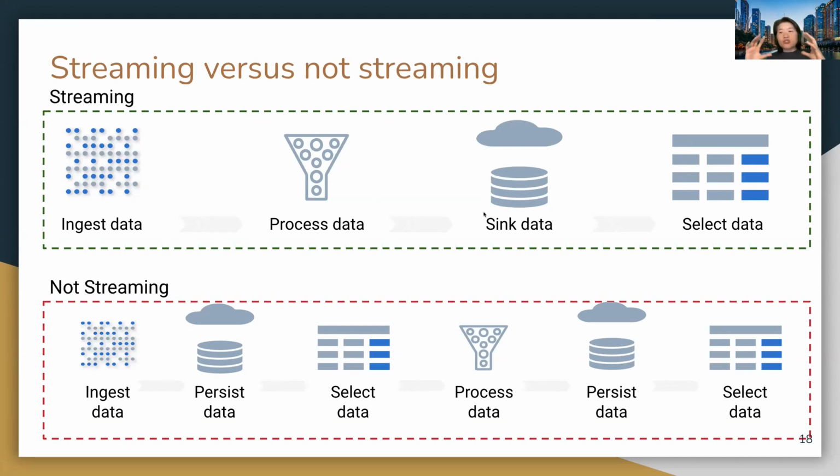In the more traditional way of not using streaming, you ingest data, then you usually persist it to some database. Then you have to select from the database, process the data, write it back into the database and persist it, and so on and so forth. As you can see, going between external storage and your processor takes more time and is not as fast, whereas when ingesting data in a stream, you can do things in memory. So that's an example.